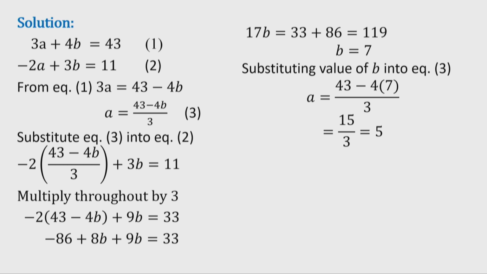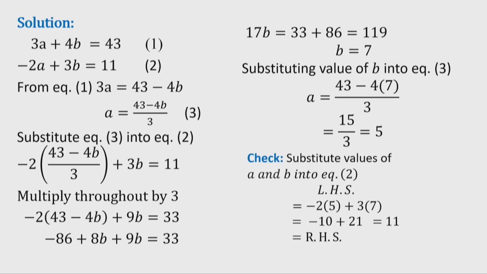Let us check if our answers are correct. So we substitute the values of a and b into equation 2. The left-hand side will give me minus 2 times 5 plus 3 times 7, which will give me minus 10 plus 21 equal to 11, which is equal to the right-hand side. That is, our answers are correct.